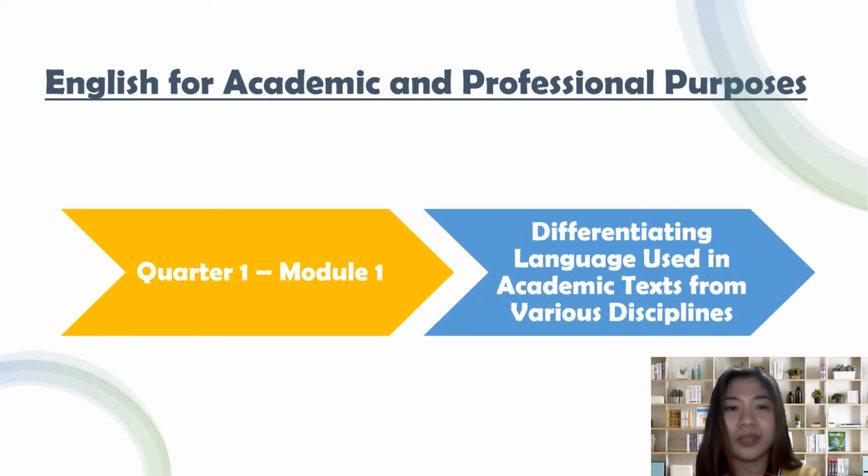Hello, welcome to my EAPP class. EAPP stands for English for Academic and Professional Purposes. I am here to discuss the Quarter 1 Module 1 entitled Differentiating Language Use in Academic Texts from Various Disciplines.